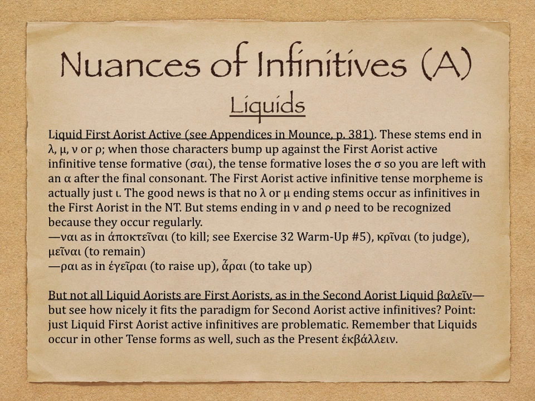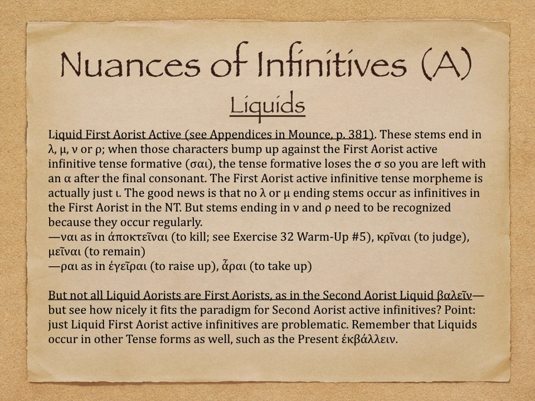So here they are in review: lambda, mu, nu, and rho. These characters, if they end a stem, these are liquid aorists. And those characters bump up against the first aorist active infinitive tense formative of sigma, just as they did previously in the indicative. And there's an epsilon that's included before the sigma. An epsilon comes before lambda, mu, nu, or rho, before the sigma in the aorist, and that causes that sigma to, yes, drop out. It's an intervocalic sigma, it drops out, and we begin to have some contraction patterns.